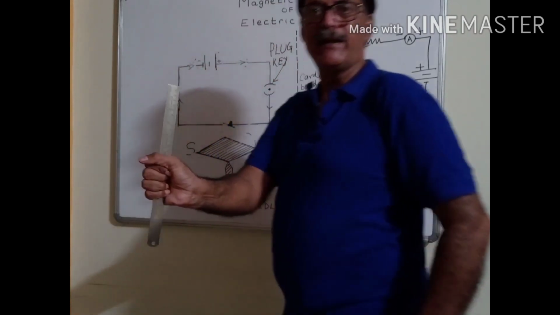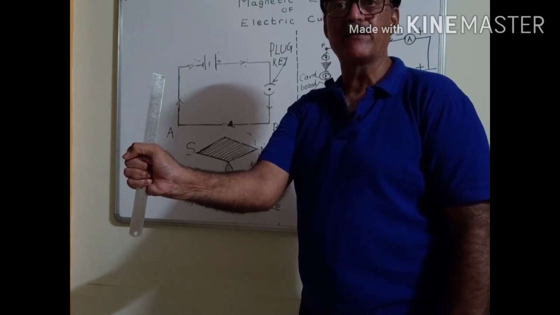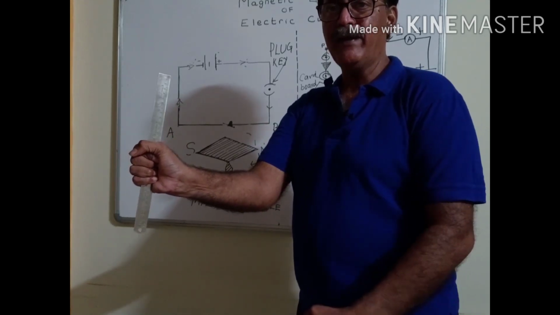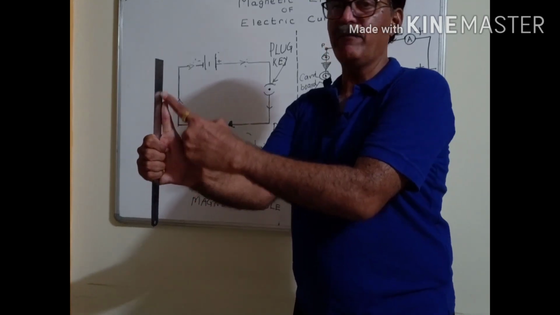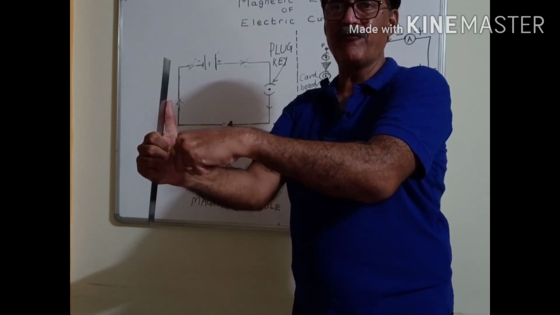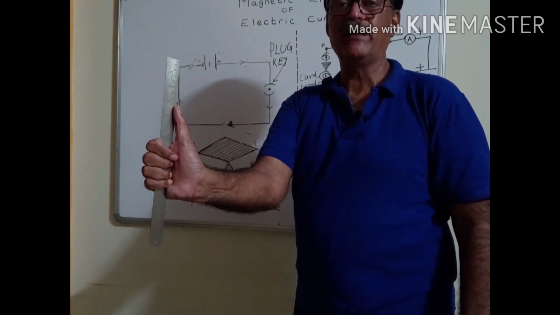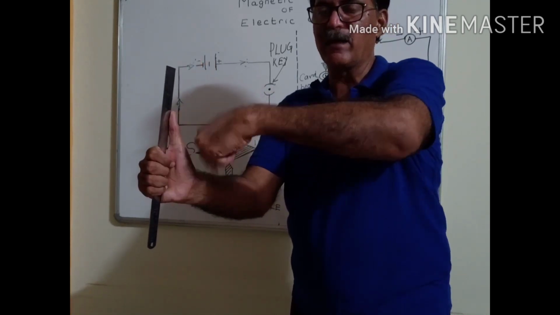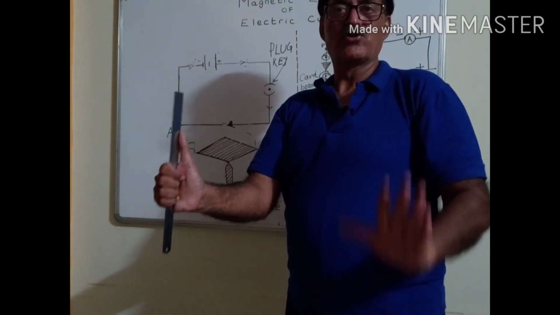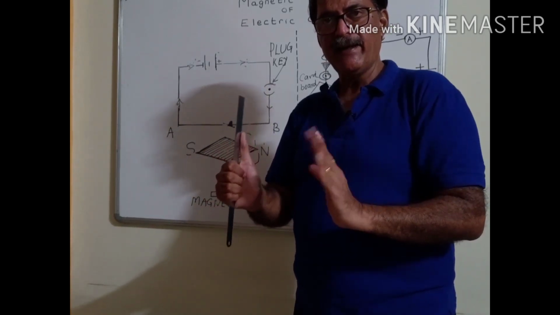For better visibility, I am standing like this. Can you see here? So this is a current carrying conductor which is held in the right hand with my thumb stretched along the length, and the fingers are curled around the conductor. Can you see this very clearly? So the right hand thumb rule says like this, right?